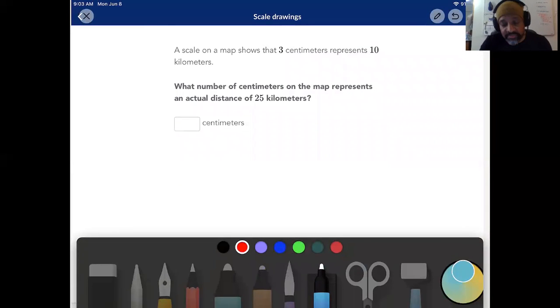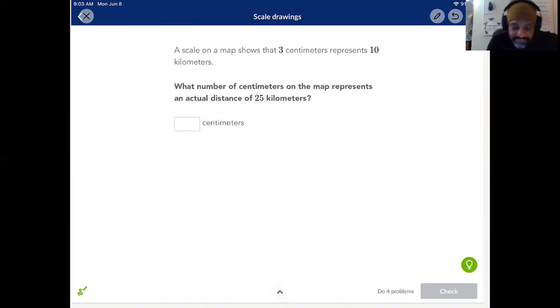So here's our first problem. This is taken from Khan Academy. It says a scale, keyword. Once you see that word, you should be thinking, that means these 2 things are proportional. A scale on a map shows that 3 centimeters represents 10 kilometers. What number of centimeters on the map represents the actual distance of 25 kilometers? Because we can assume proportionality, we can set up a proportion. 3 centimeters is equal to 10 kilometers.